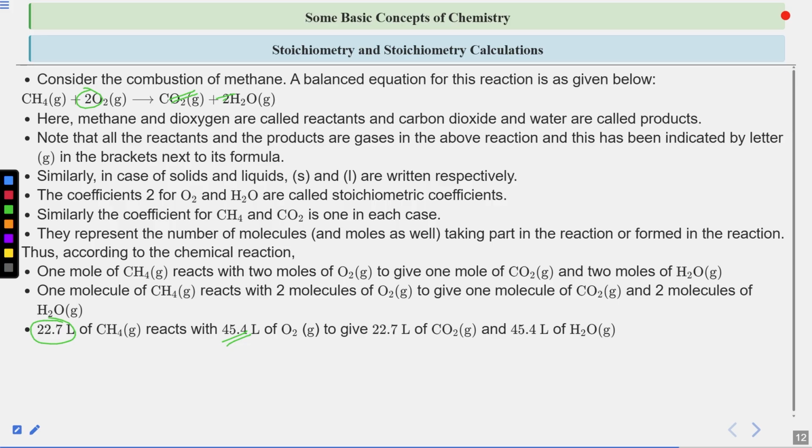Why am I saying this? Because the particles or the species involved in it are gases, and we have seen what the volume of gas present in 1 mole is. From that you can get it for 2 moles also.